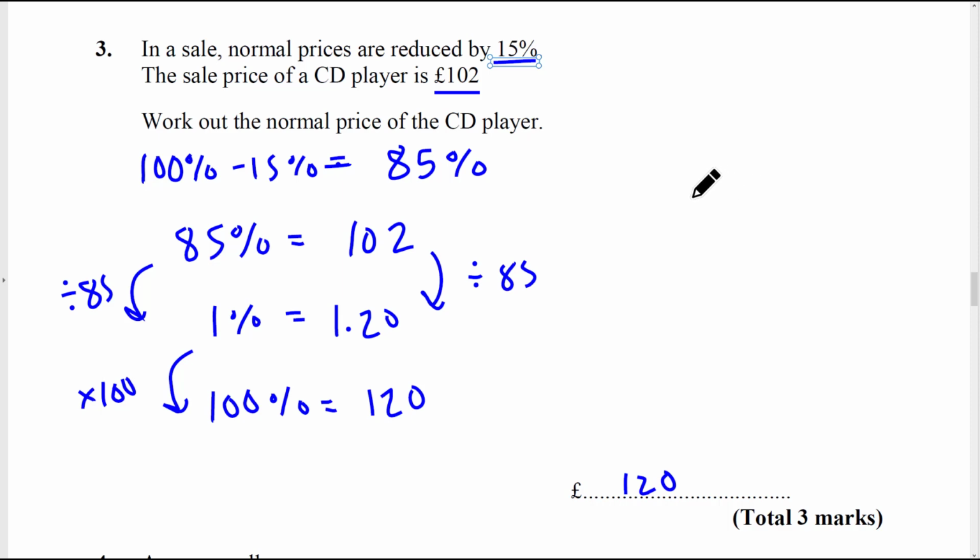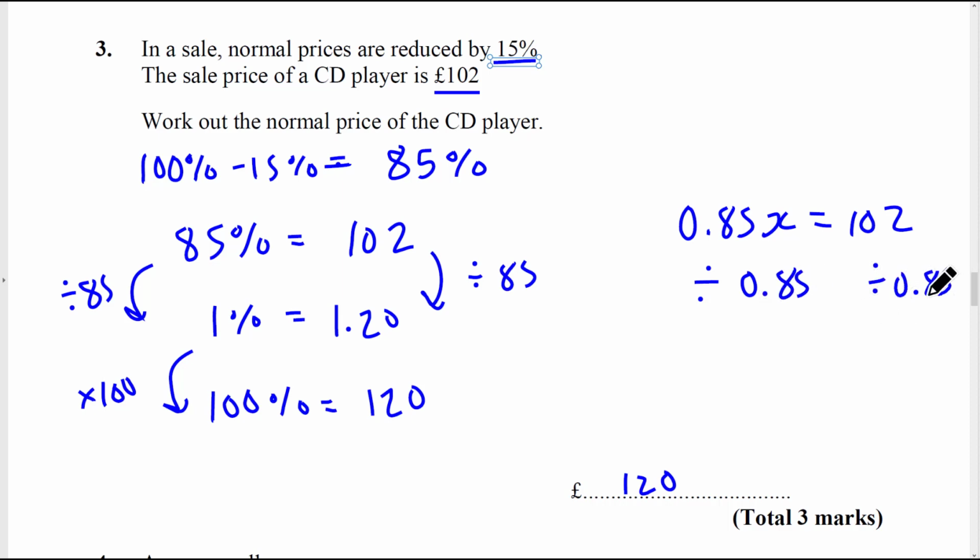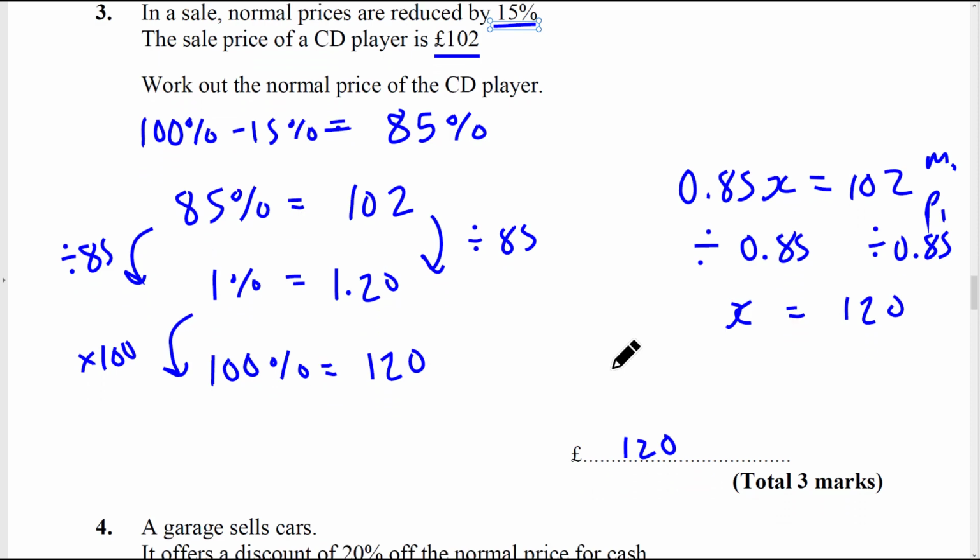Always use your method, or we can just do 0.85 x equals 102, and then divide by 0.85 on both sides. So x equals 120. Do this for your method marks or your process marks. Don't just put an answer down. So many students lose marks because they're just lazy at working out.